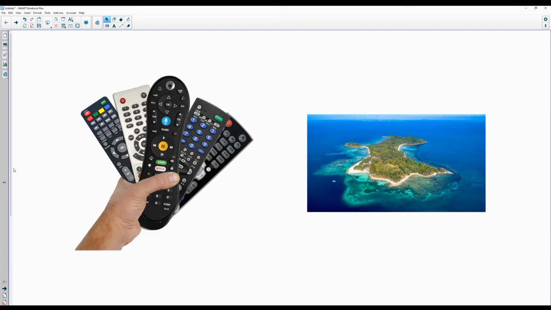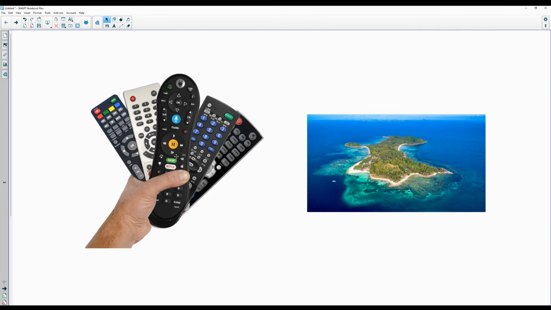All right, here comes mastery check one. Remember, you can always rewind this. You can pause it and make sure you're printing. And here we go. Number one is remote.